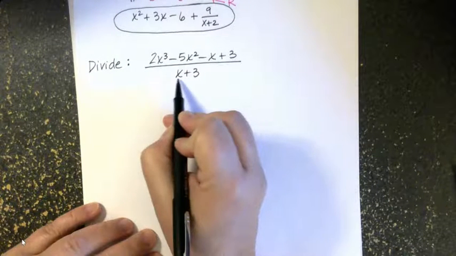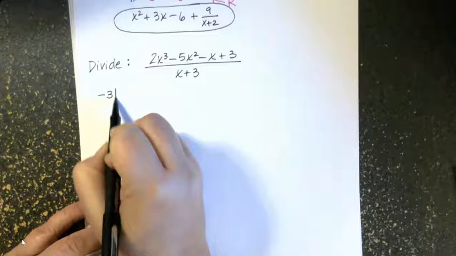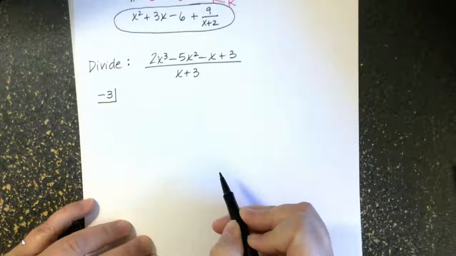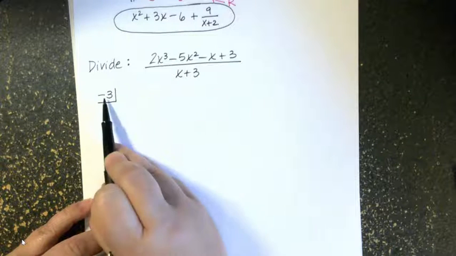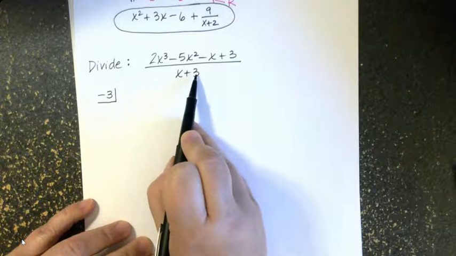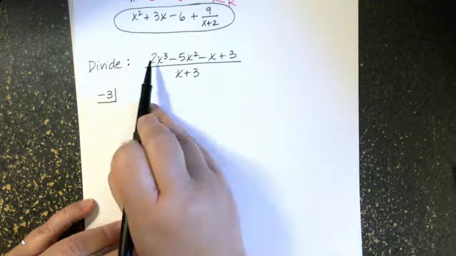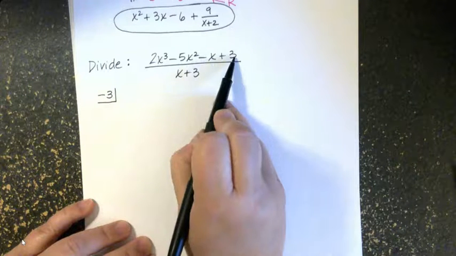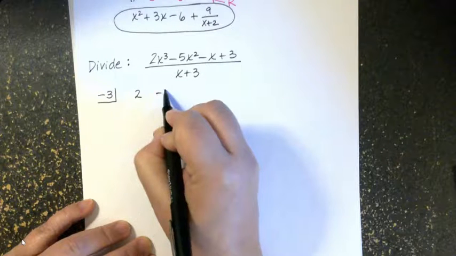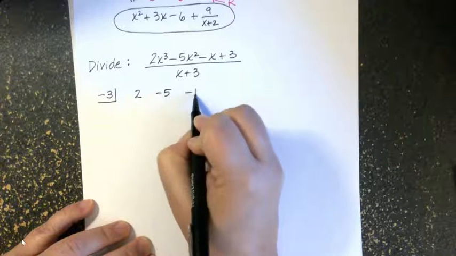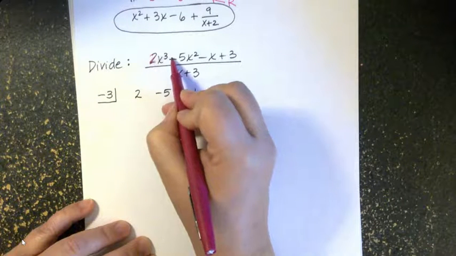If I'm dividing by x plus 3, the root associated with that factor would be negative 3. So that's what goes over here. This is always going to be the opposite of that number, assuming it's just variable plus or minus a number. Then we have our row of numbers that are coefficients of the various terms in my polynomial. So 2, negative 5, negative 1, and 3. Those numbers just came from here.